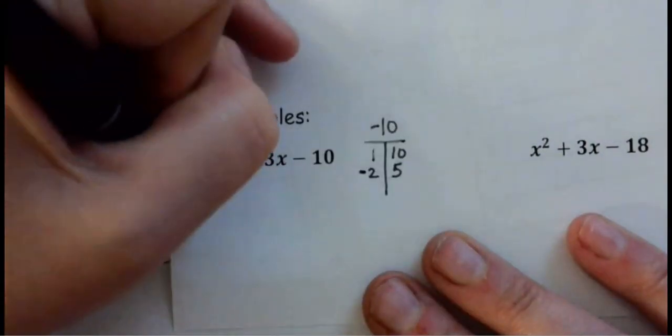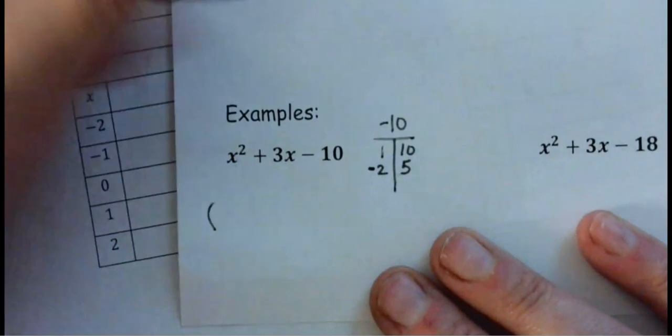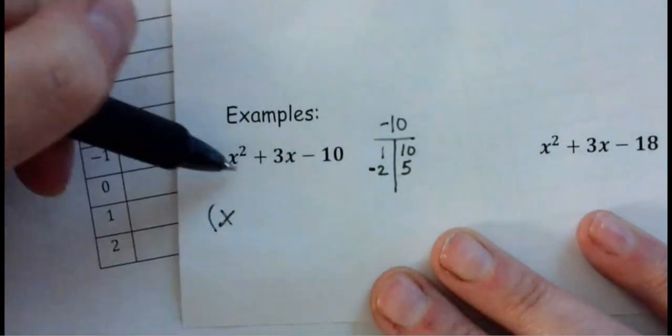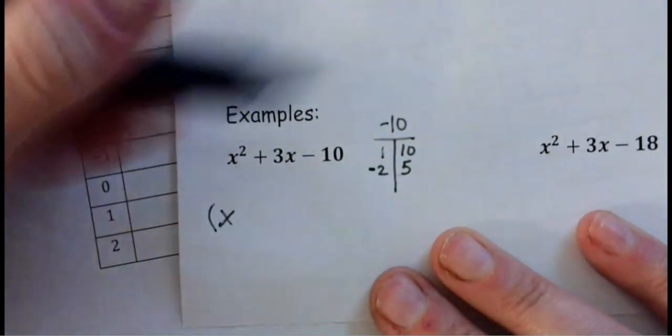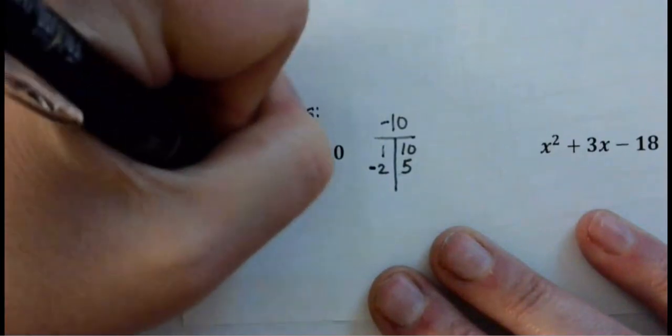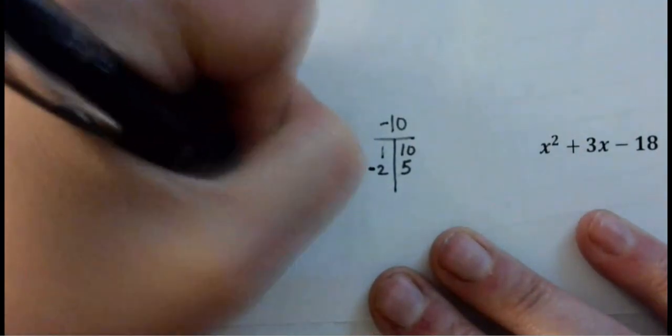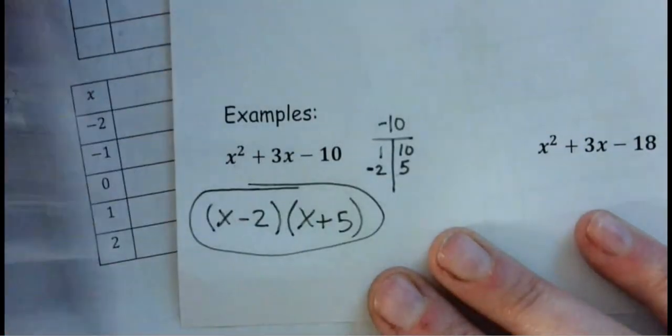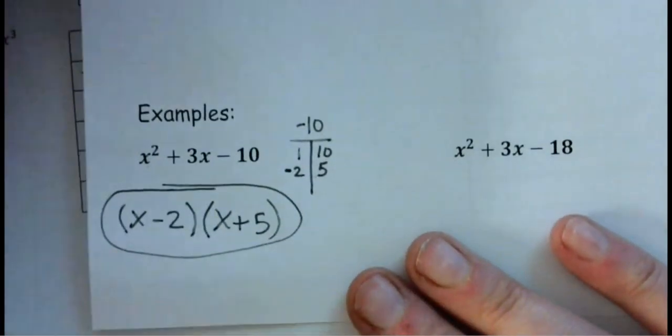So the way we write this and how this is going to be written on delta is you just write x. Remember, you take the square root of this first one. So x minus 2, x plus 5. And that's how you solve that.